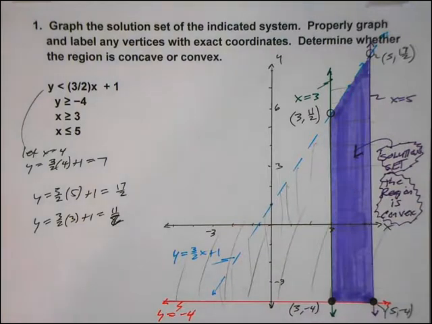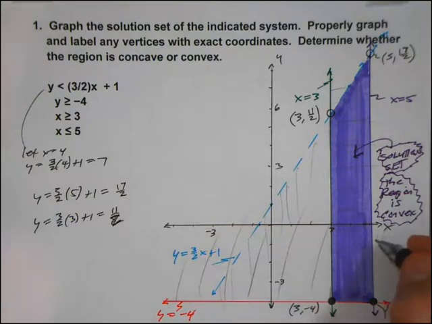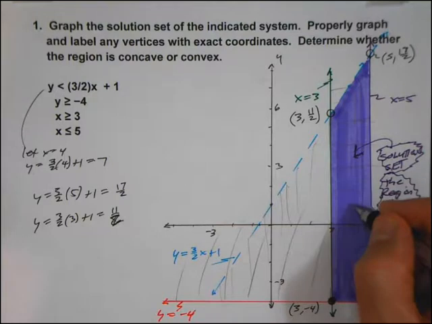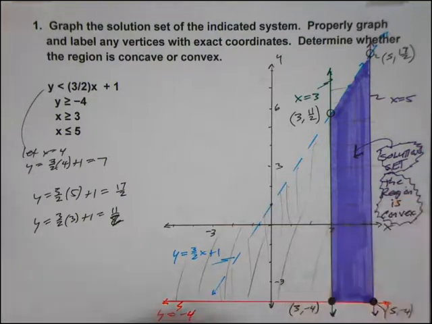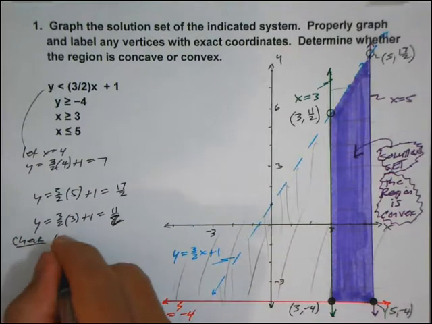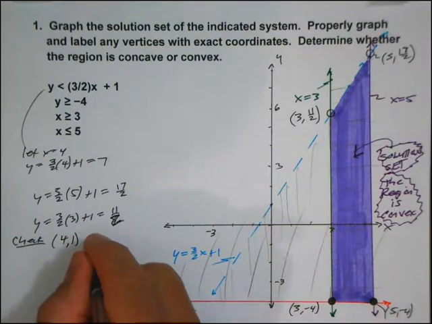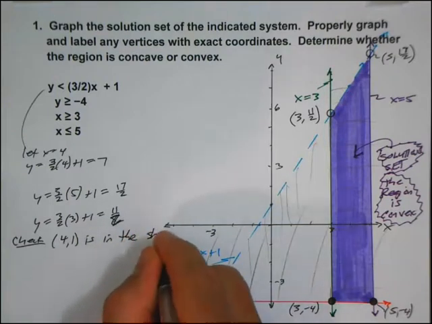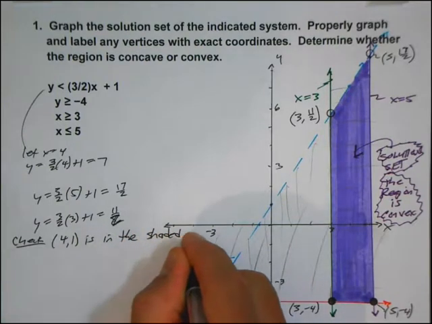Alright, now one other thing. Maybe we should be checking this over a little bit. We haven't actually done that. Okay, let's take a point that is clearly in the shaded region. For instance, let's see, (4, 1). How about that? (4, 1). So here goes our check. (4, 1) is in the shaded region.